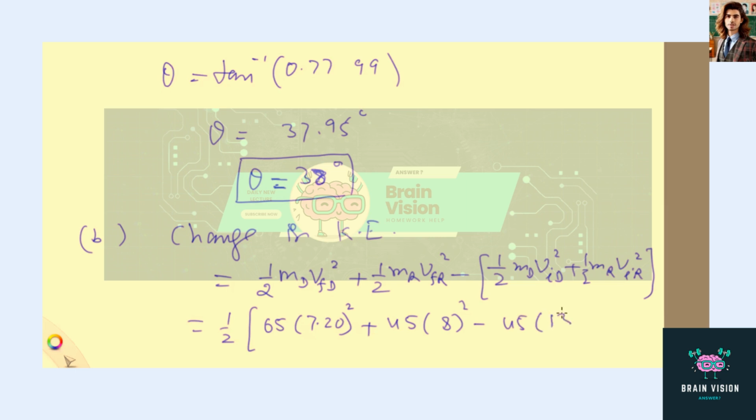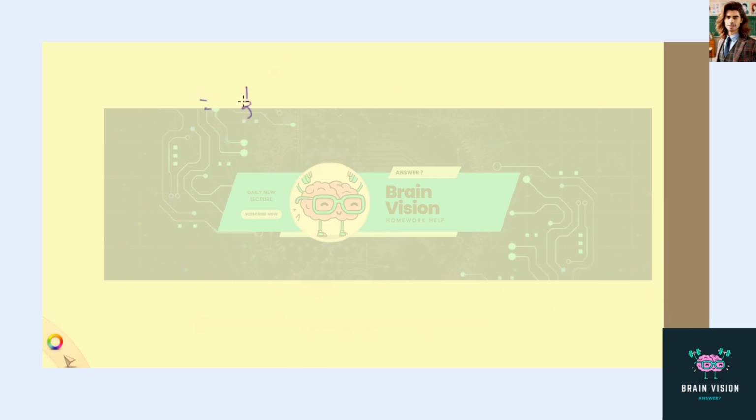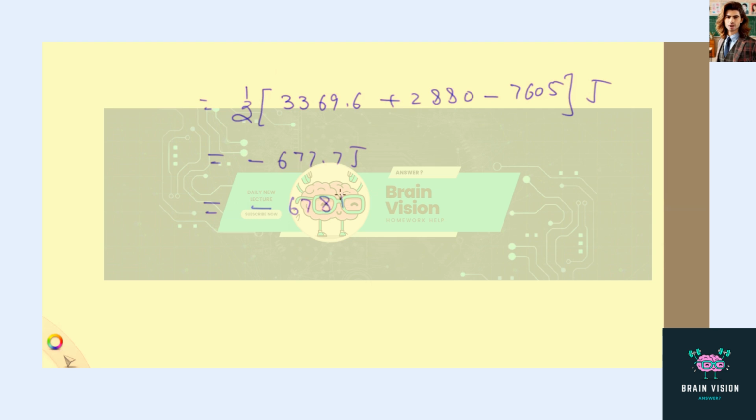45 into 13 squared. So finally it comes out to be half into 3369.6 plus 2880 minus 7605 joules. So it becomes minus 677.7 joules, or approximately minus 678 joules. This is the loss in kinetic energy of the system. Thank you.